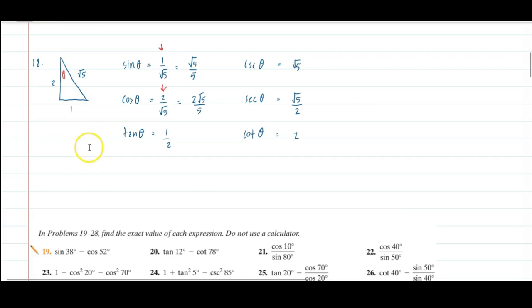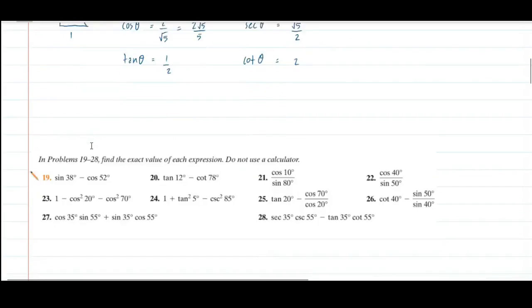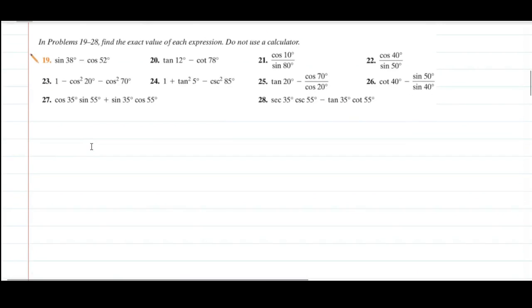All right? So that's the first objective. Let's move on to the next objective. This one's going to take us a little bit longer. Here, we're going to be finding the exact value of each expression. But for that, you need to learn a set of new identities.